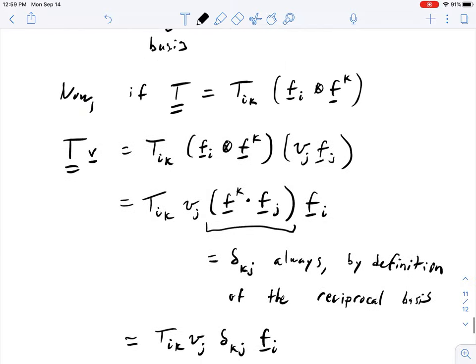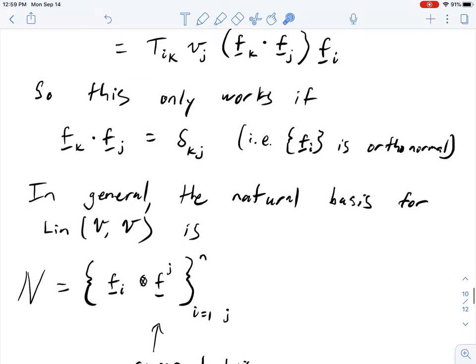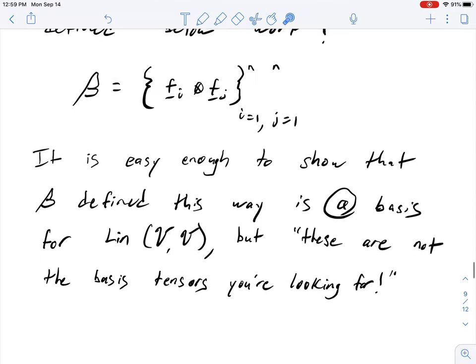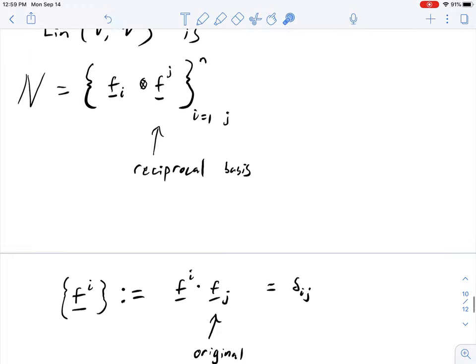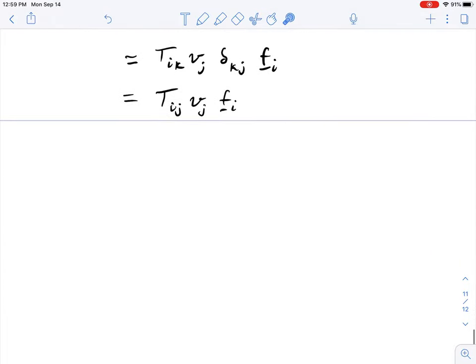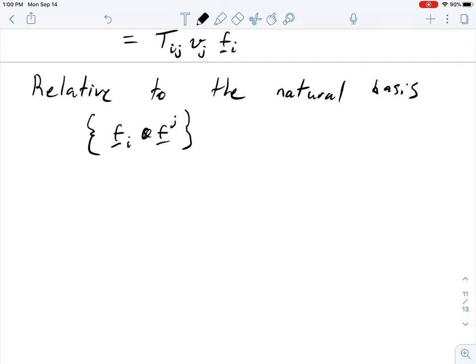So, you know, this basis that we defined here is the natural basis for Lin(V,V). And this first guess that we had is only the natural basis if the basis of Fs is an orthonormal basis. All right, so relative to the natural basis, the components of any tensor T are given by this formula that uses the inner product and the reciprocal basis.